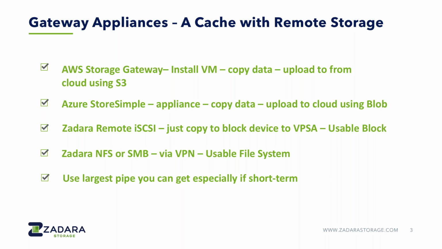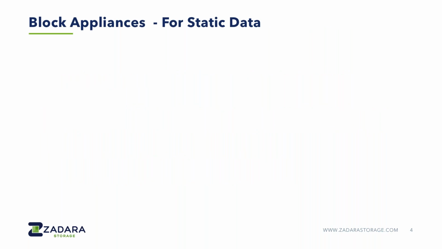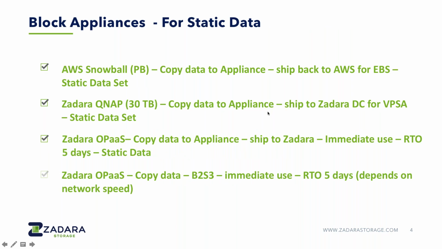Now the next solution is for static data, and there are some really good options. One is the AWS Snowball. What they do is provide a box and ship it to you on site, and you copy your data onto the appliance, and then you ship it back to AWS, and then they upload it for you in AWS, and you have access to that.